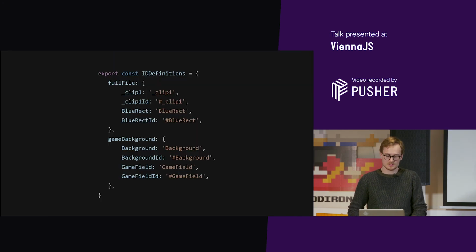So what we then did is that we integrated a step in our build pipeline. We take the SVG, we transform it in our build pipeline, we go through all of the IDs, and we generate code out of it. And the code that we generate is this definitions file, or this constants file.